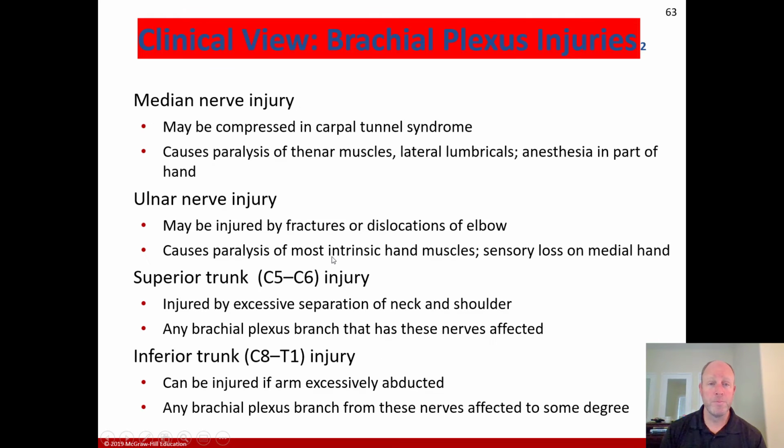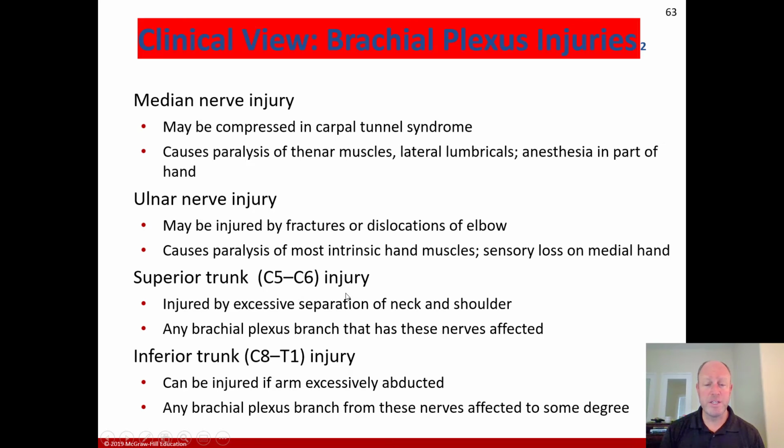That happens as well. And the median nerve can be compressed in carpal tunnel syndrome, which is obviously what people get when they get carpal tunnel problems. It causes paralysis of the thenar muscles, the lateral lumbricals, and anesthesia in the part of the hand where you can't feel things, right? Ulnar nerve injury can be caused by fractures or dislocations of the elbow. It causes paralysis of most intrinsic hand muscles and sensory loss on the medial hand.